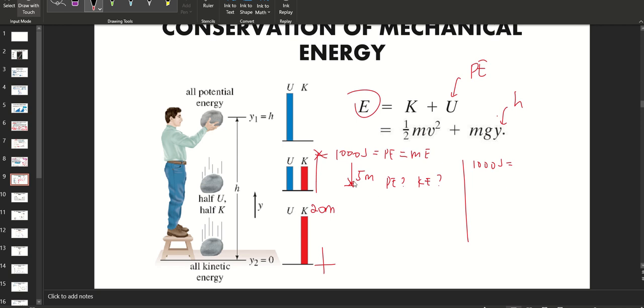So, when the object lowered from this position, okay, let's say the object has a mass. Okay, walang mass. So, let's try PE is equals to mgh. Makakuha naman natin ng mass ng object dyan eh.